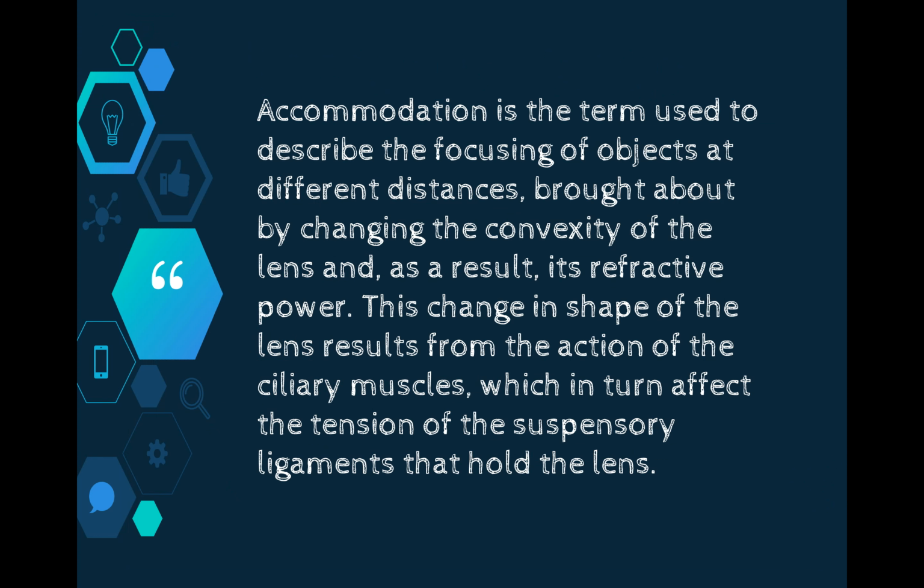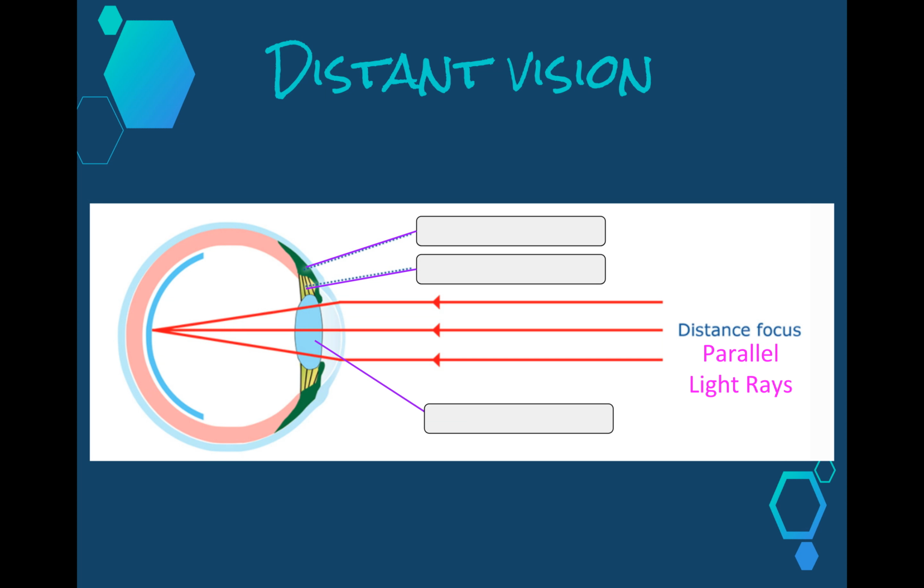So accommodation is the term used to describe the focusing of objects at different distances, brought about by changing the convexity of the lens and as a result its refractive power. This change in the shape of the lens results from the action of the ciliary muscles, which in turn affect the tension of the suspensory ligaments that hold the lens.